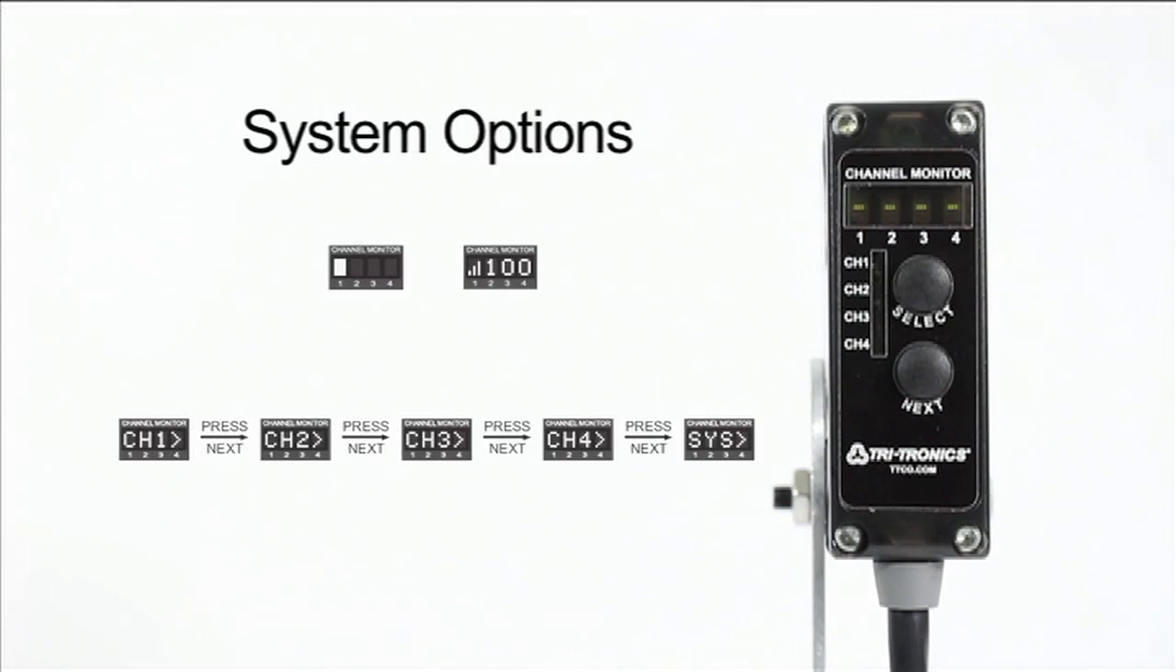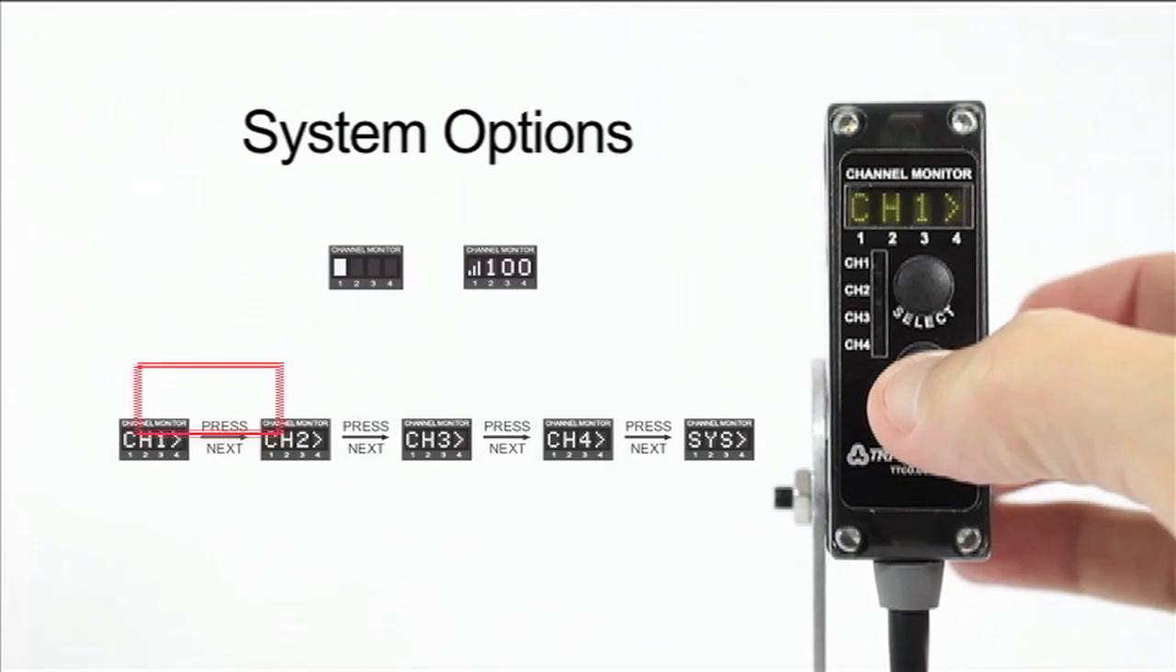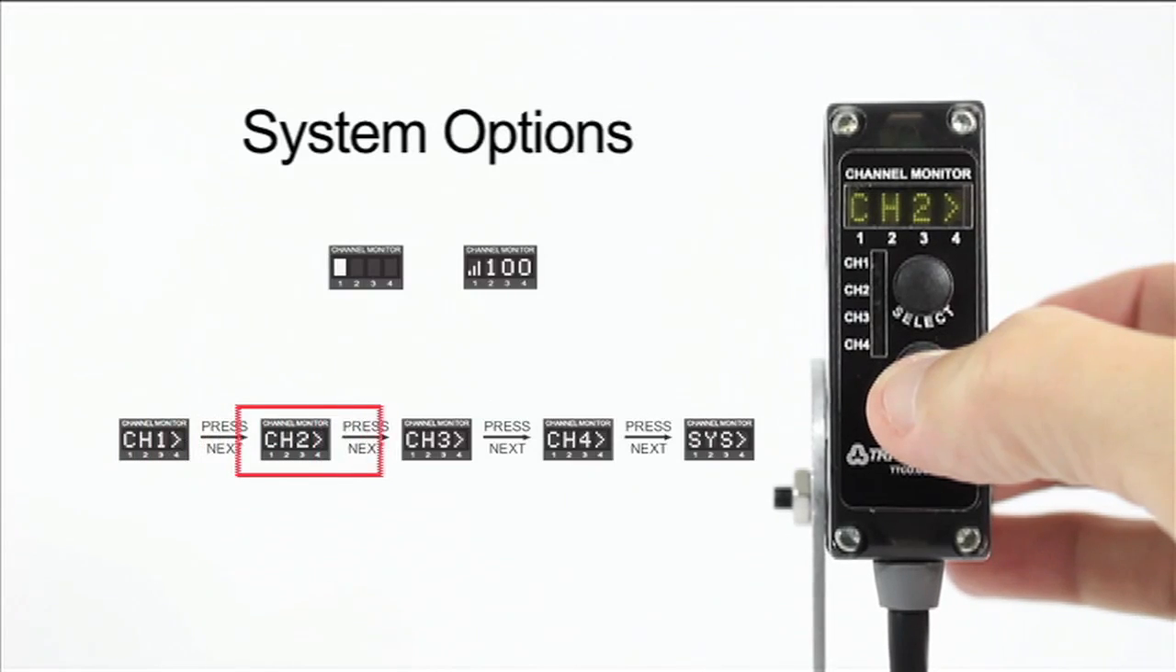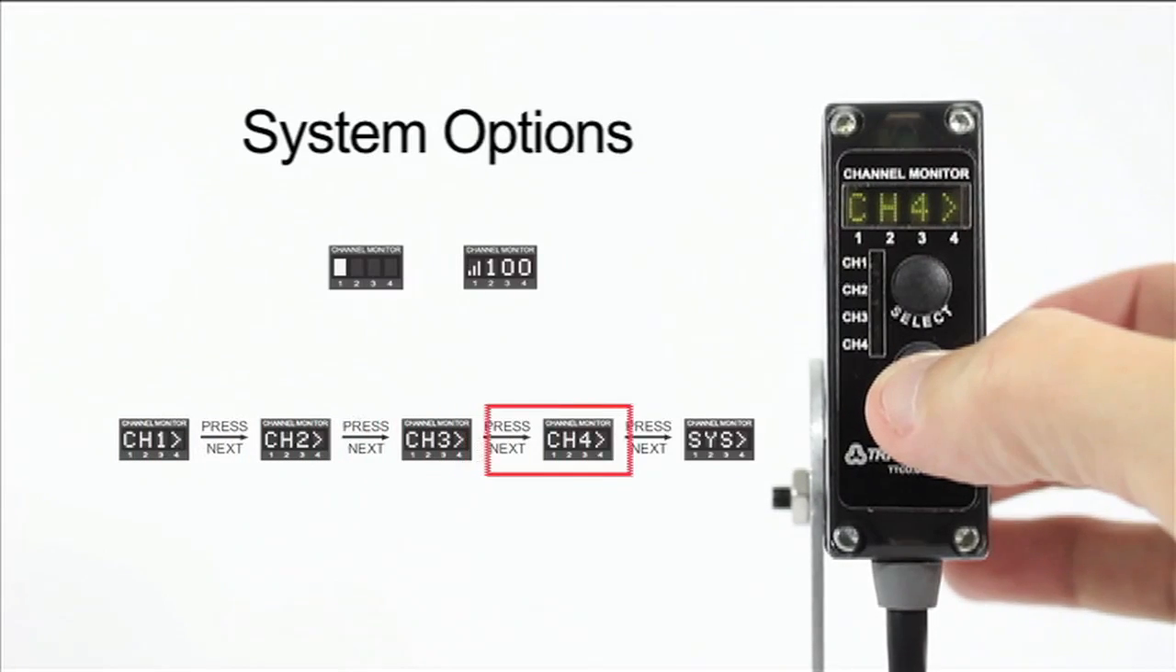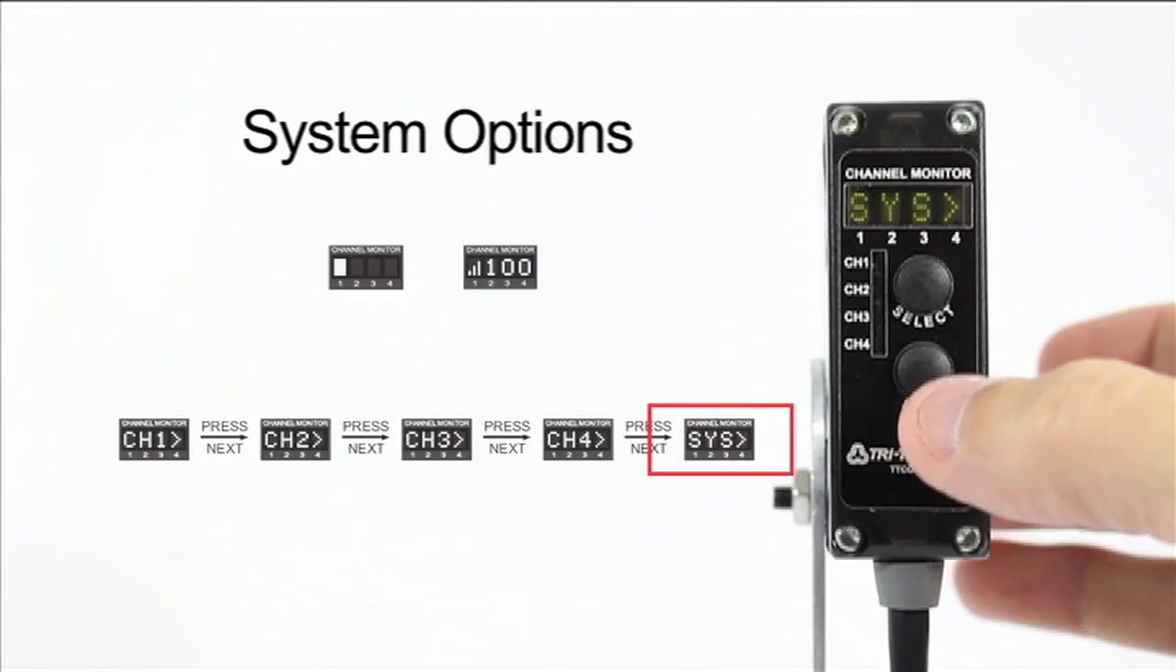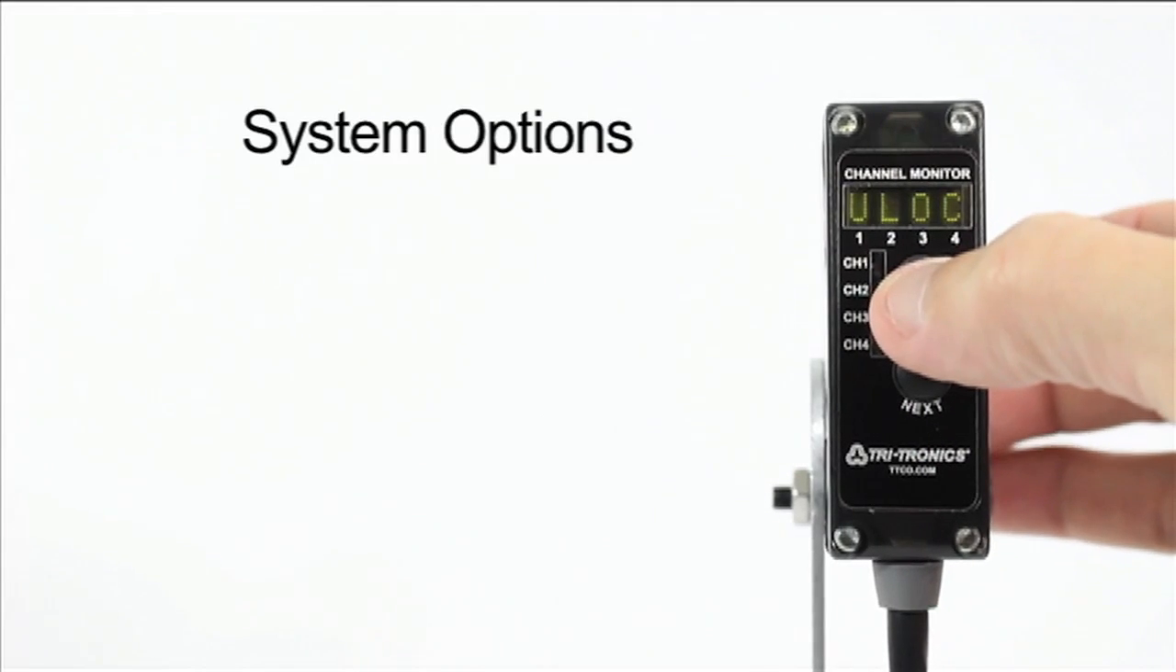Global system-level options and other settings that are typically only adjusted at installation can be found in the System menu. To enter the System menu, press Next. Press Next several more times until you advance to the System submenu. Press Select to enter this menu.